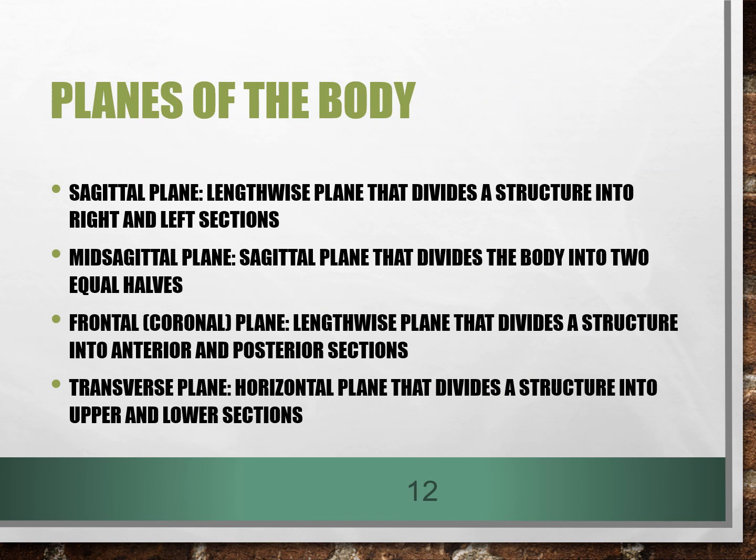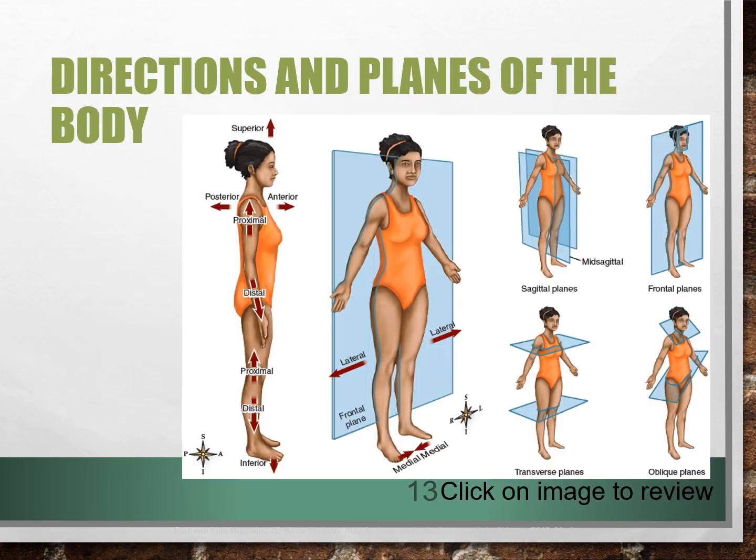So you should have talked about this in medical terminology. The sagittal plane, the mid-sagittal plane, the frontal or coronal plane, and the transverse plane. So here's an image depicting those different planes. Here you can see those anatomical directions. Down here is that compass rosette that we talked about. Now this first picture right here is demonstrating the frontal plane or the coronal plane.